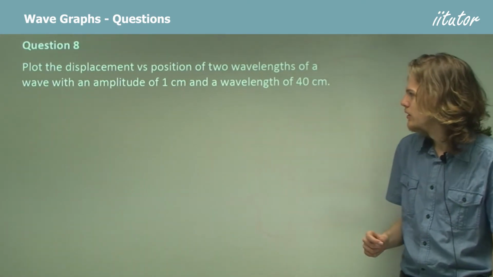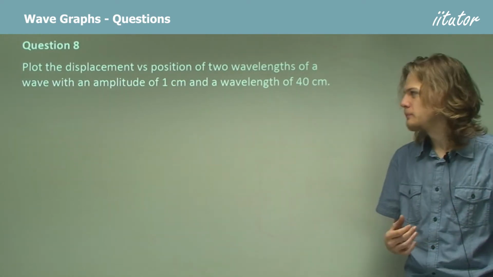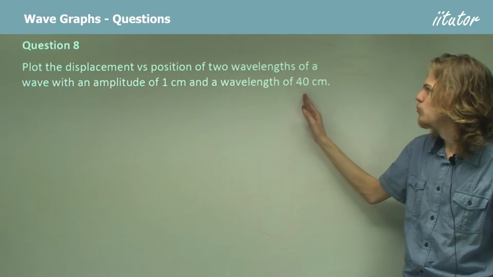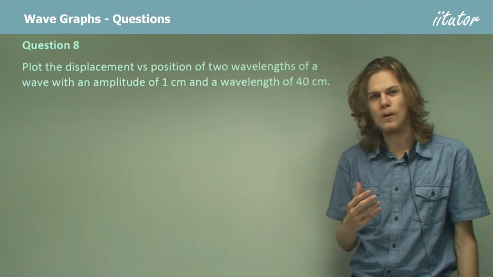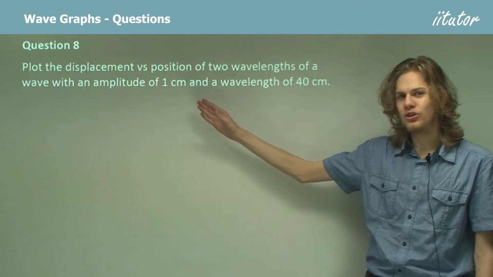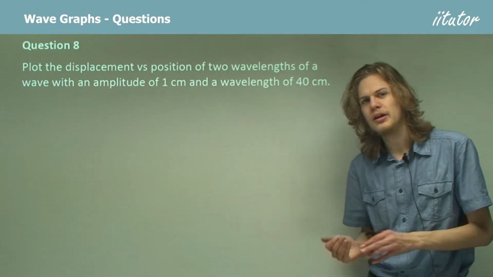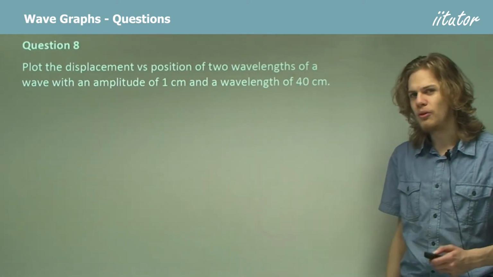So on the x-axis, we'll have where along the wave we are. And so the wavelength there will be 40 centimeters. We're drawing two wavelengths, so the x-axis will have to be at least 80 centimeters long. If our amplitude is 1 centimeter, that means that our maximum displacement away from 0 is 1 centimeter up and 1 centimeter down. So our graph looks something like this.